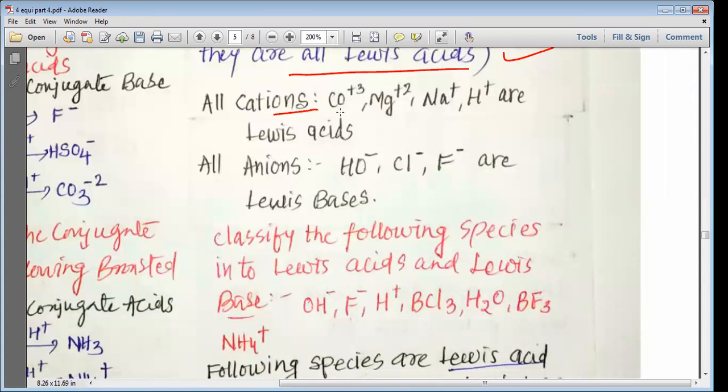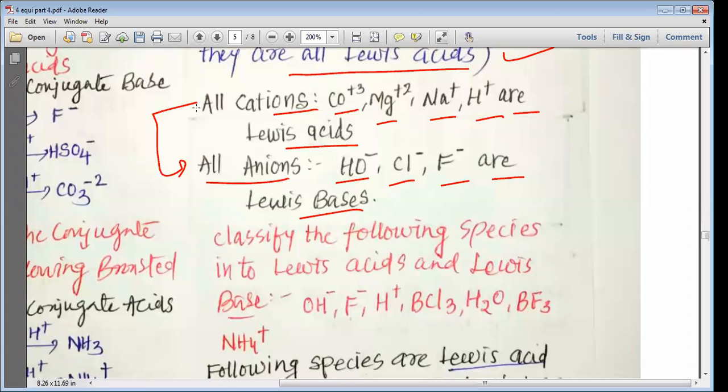All the cations, my dear students, Co plus 3, Mg plus 2, Na plus 1, H plus 1 are Lewis acids. Same way, we can even see all anions like OH minus, Cl minus, F minus are also Lewis bases. So we can easily understand about all the cations and all the anions. All the cations behave like Lewis acids because they are electron deficient, and all the anions are electron rich, please remember they are electron rich, and as they are electron rich, they behave like Lewis bases.